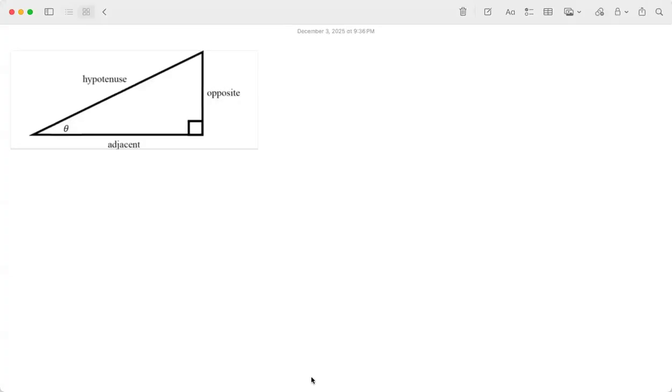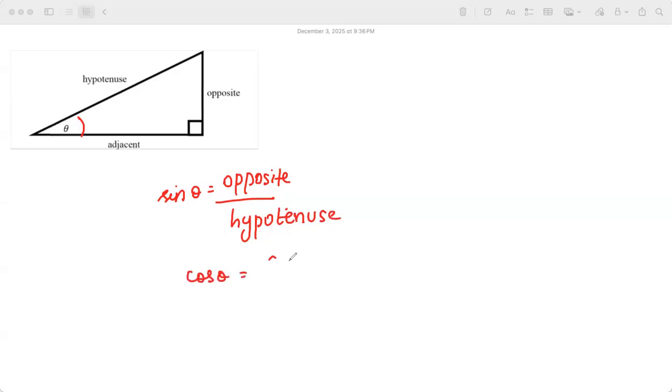Let's see this one. Sine theta equal to opposite by hypotenuse. Do you all remember this, guys, or you don't remember this? I remember. Okay. Cos theta equal to adjacent by hypotenuse.